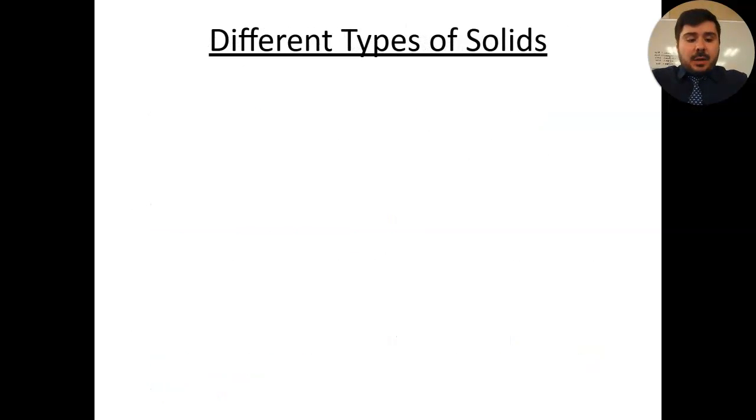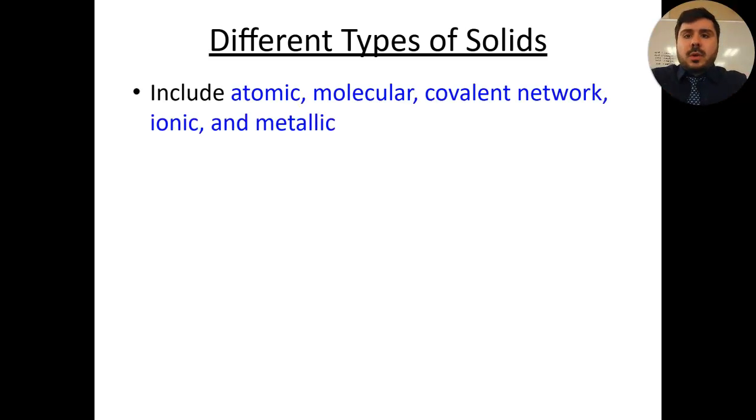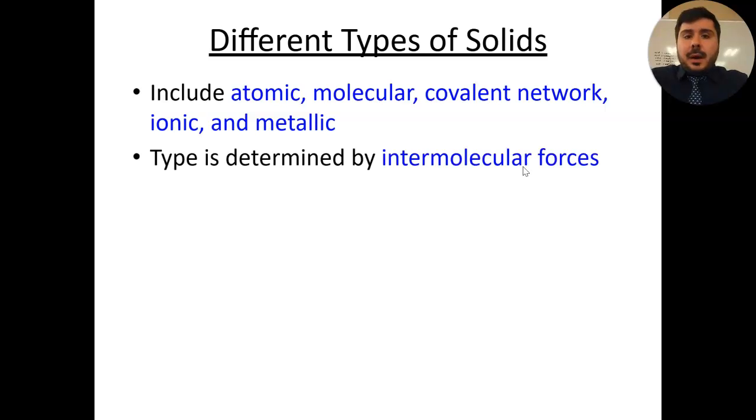Now, different types of solids, moving on to the solids and liquids portion of this chapter, chapter 12. Different types of solids are going to be atomic solids, molecular, covalent network, ionic, and metallic. A number of these are solids that we've touched on and talked about in the past, more specifically the molecular, ionic, and metallic ones. Now the type of solid: you've got all of these different types, 1, 2, 3, 4, 5 of them.